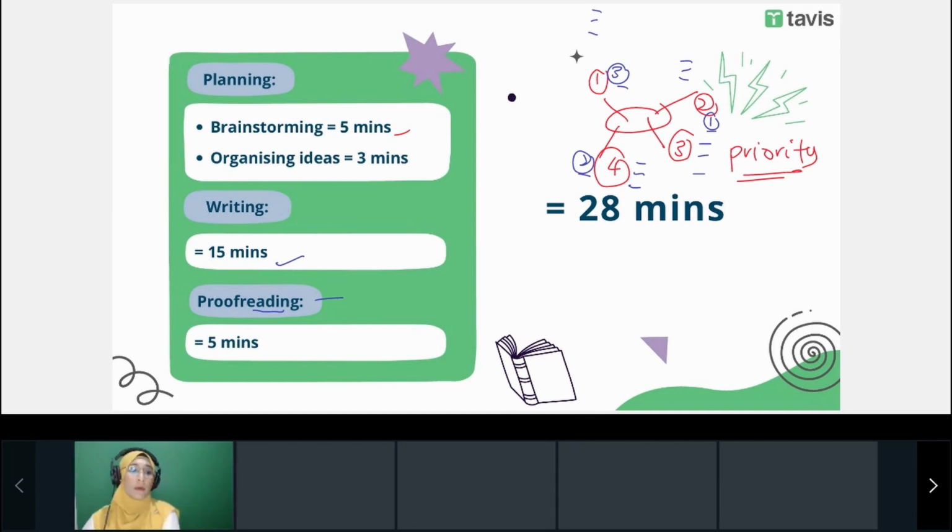Therefore, you have to spend around 5 minutes. This is the maximum. The teacher only put here the maximum number of minutes, 5 minutes. So overall, the total will be 28 minutes. Got that, everybody? I hope that you have got that. As simple as that math.